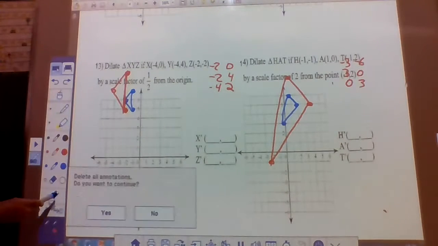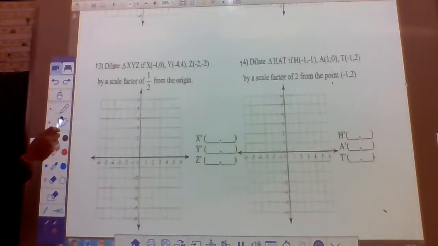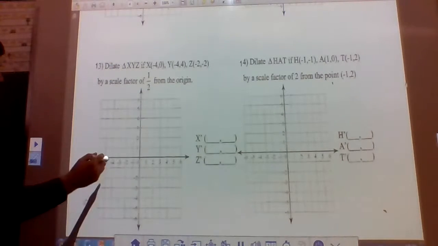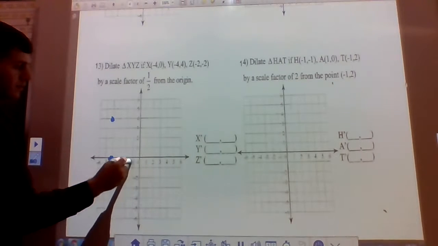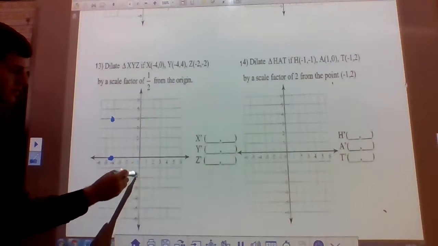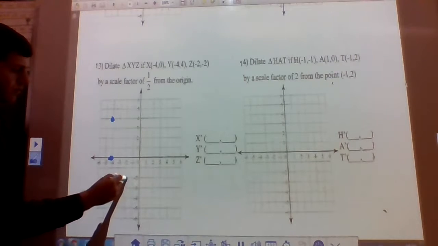Scale factor of 1/2. Let's draw our original first. We have negative 4, 0. We have negative 4, 4. We have negative 2, negative 2. So there's our triangle.